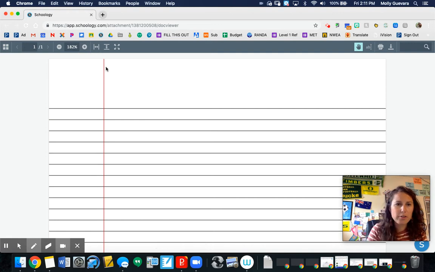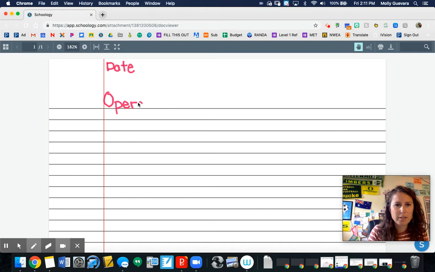So in your notebook, you always want to make sure that you put the date of some sort. Okay, so I'm just going to write date, but whatever day that you are doing this, you should probably put the date somewhere. And then we're also going to write a title. So today's title is operations.